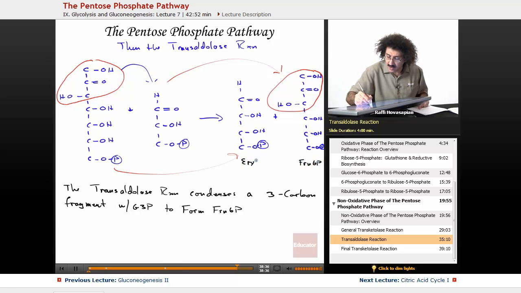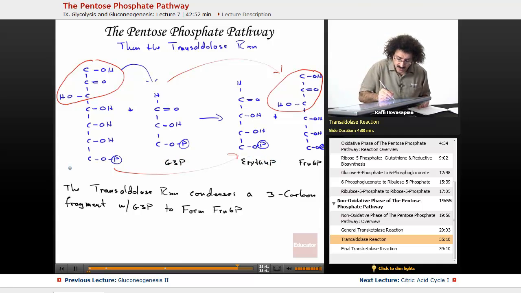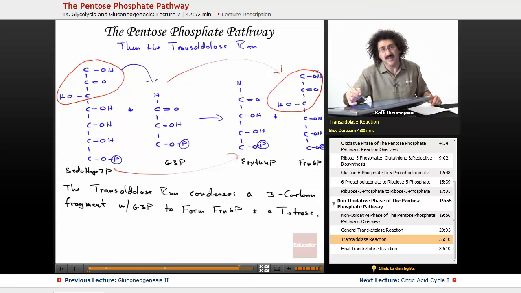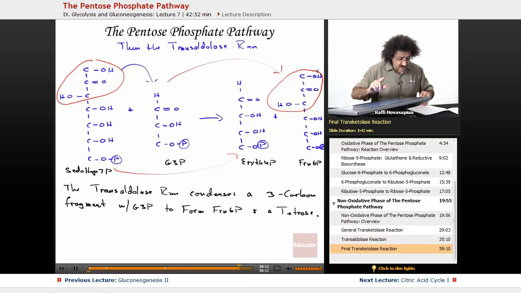Here we have our erythrose 4-phosphate. Here we have glyceraldehyde 3-phosphate. And here we have our sedoheptulose 7-phosphate. There we go. Fructose 6-phosphate and a tetrose. A tetrose is a 4-carbon sugar. That's it: 7, 3, 10, 4, 6, 10. We wanted to produce a 6-carbon sugar so that it can become glucose 6-phosphate. Okay, so that's the transaldolase reaction.